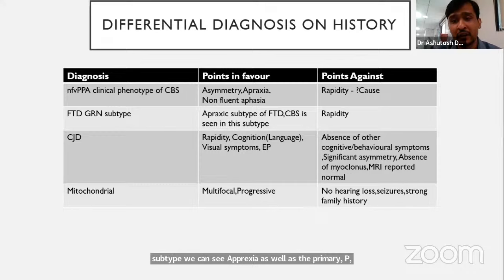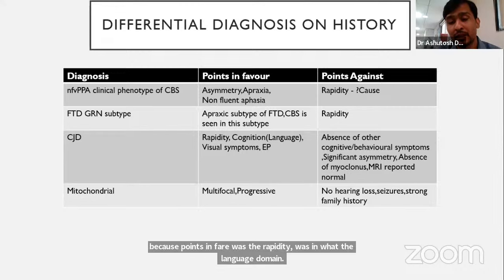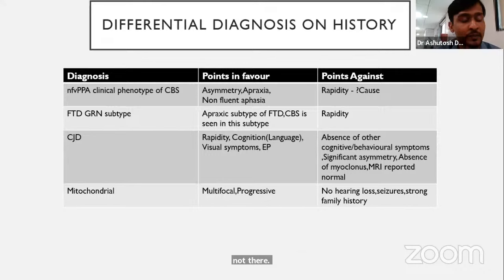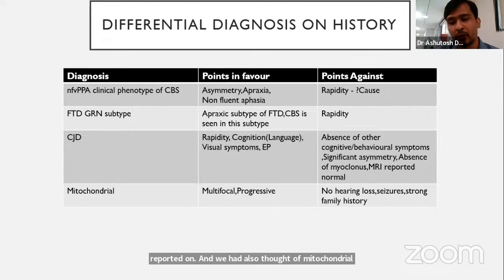And finally, we had thought of prion disease, Creutzfeldt-Jakob, because points in favor were rapidity, cognition being involved, the language domain, visual symptoms, and extrapyramidal features. But the presentation was very unusual for CJD. Other cognitive and behavioral symptoms were not there, there was significant asymmetry, and there was absence of myoclonus, and the MRI was reported normal at the first visit. We had also thought of mitochondrial disease because it was multifocal and progressive. But again, there was no history of hearing loss, seizures, or strong family history.